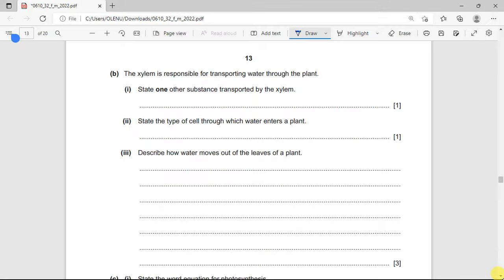And the xylem is responsible for transporting water through the plant. State one other substance transported by the xylem. It transports water and mineral ions. So it's mineral ions. Now state the type of cell through which water enters a plant. It is the root hair cell.